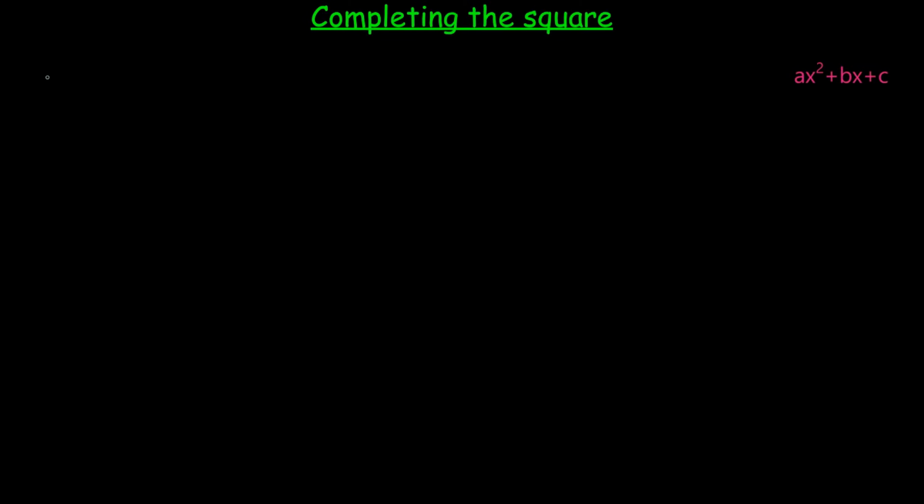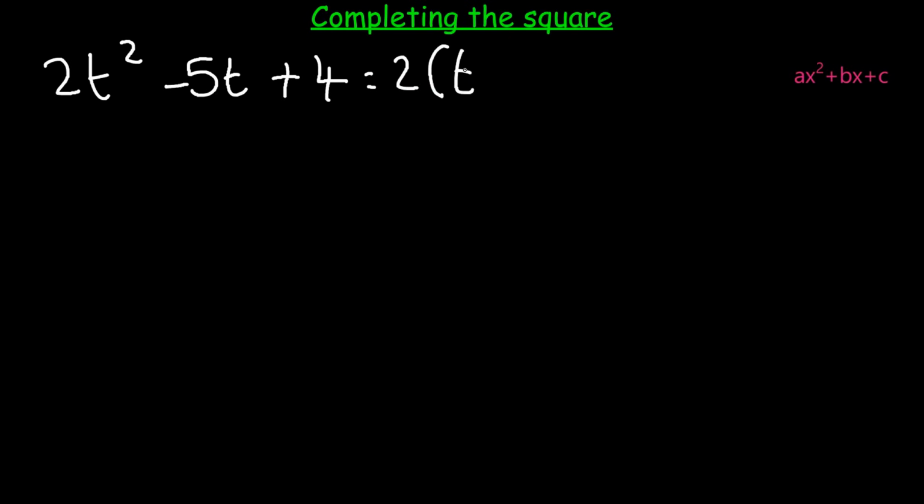Let's do a couple more for practice. Let's say we have 2t squared minus 5t plus 4. Now, these two don't have a common factor, but we can take it out anyway. This becomes 2 multiplied by t squared minus 5 over 2 t plus 4. Now, we do this again.